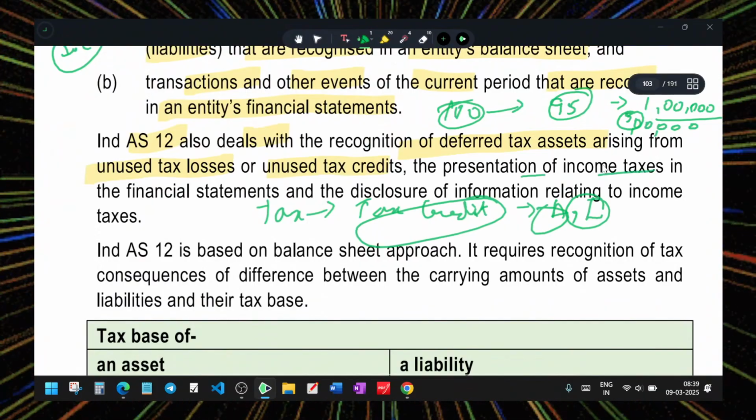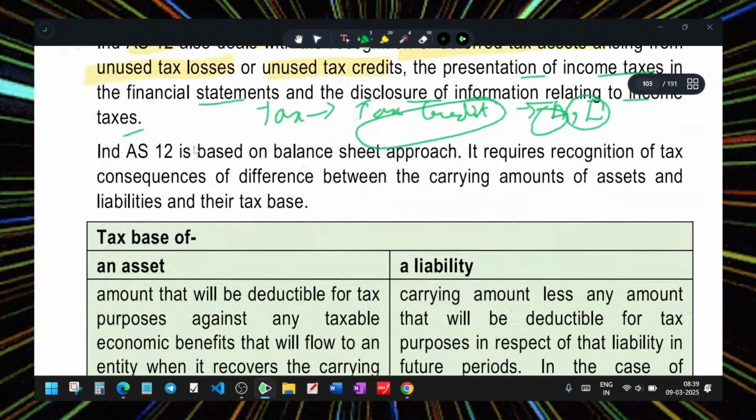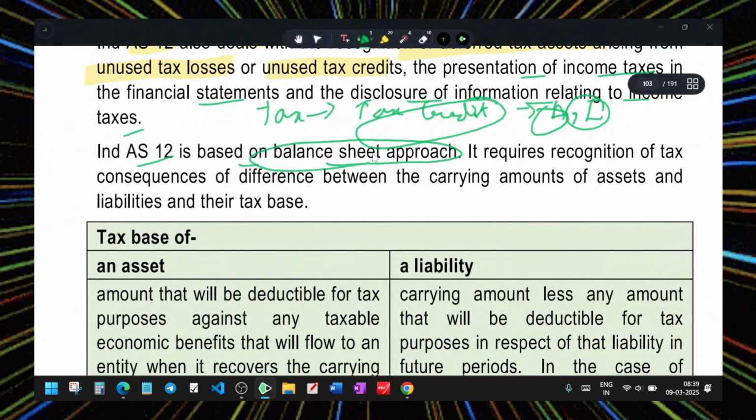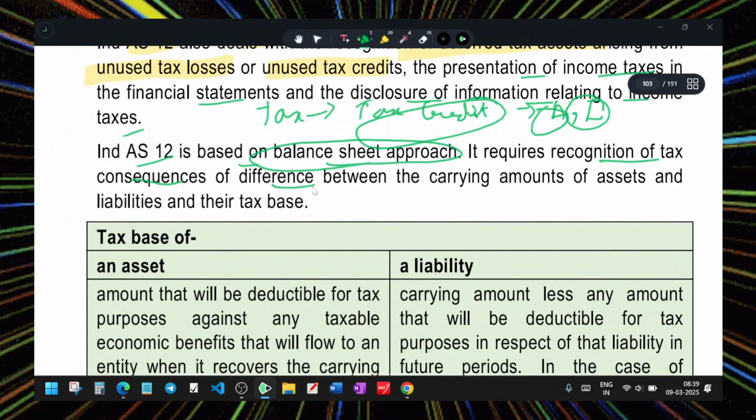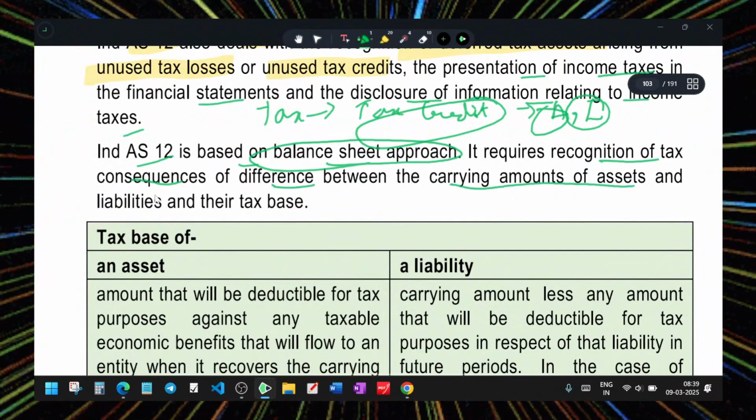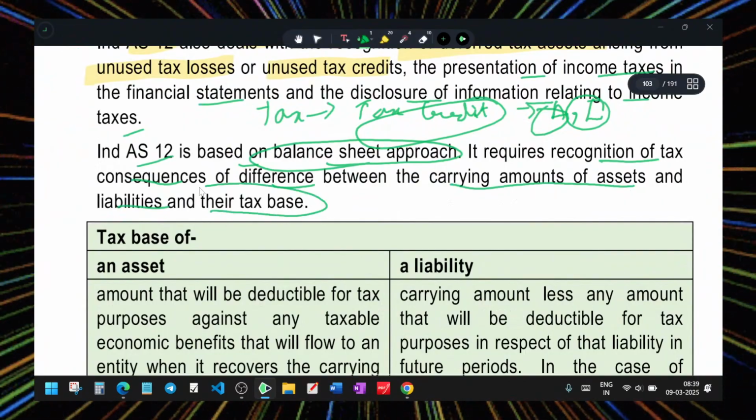Ind AS 12 deals with the presentation of income tax in the financial statements and disclosure of information relating to income taxes. Ind AS 12 is based on the balance sheet approach. Always it is based on the balance sheet approach. It requires recognition of tax consequences of the difference between the carrying amount of an asset or liability and the tax base.